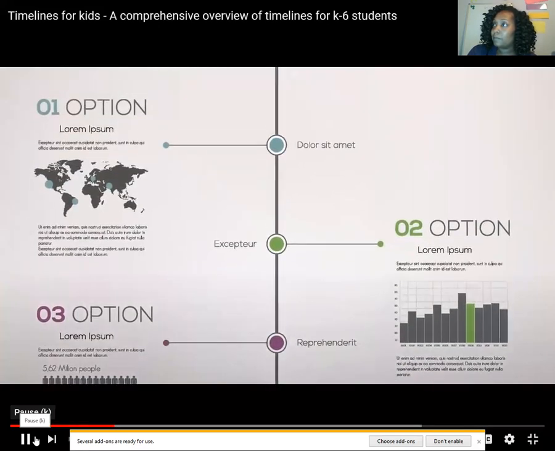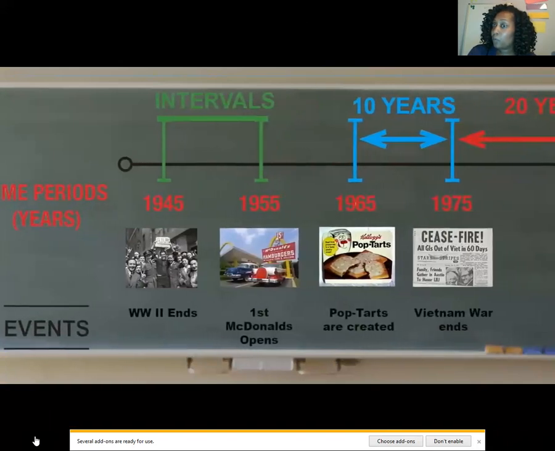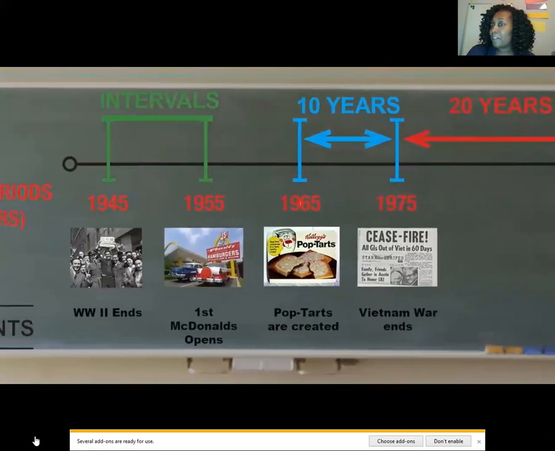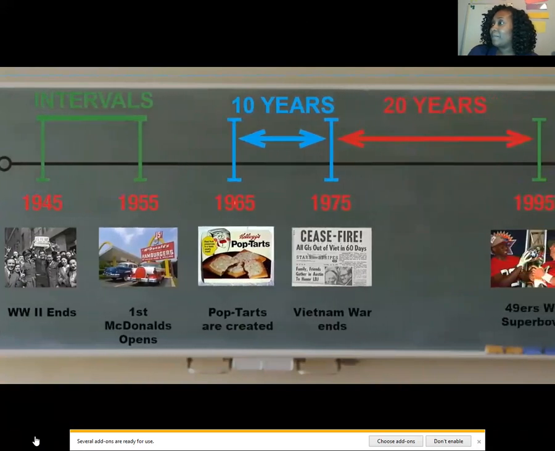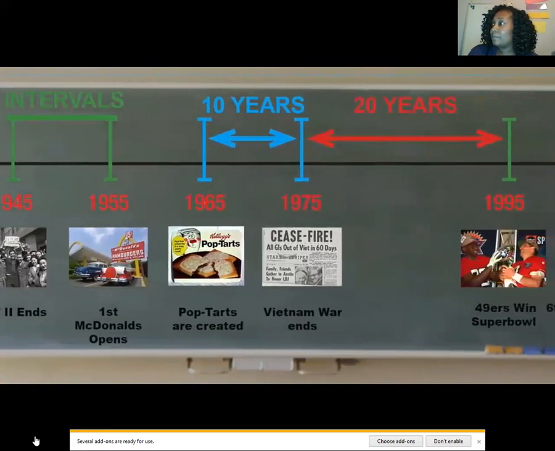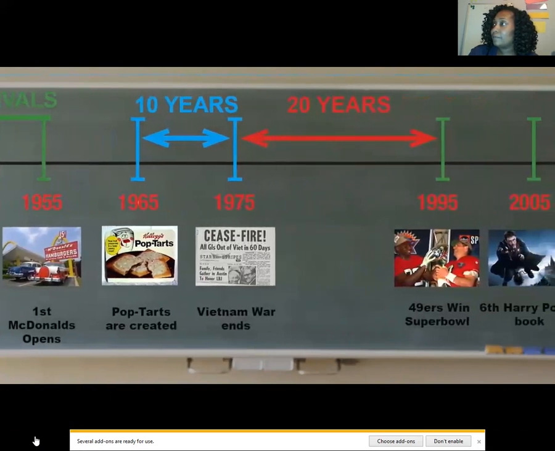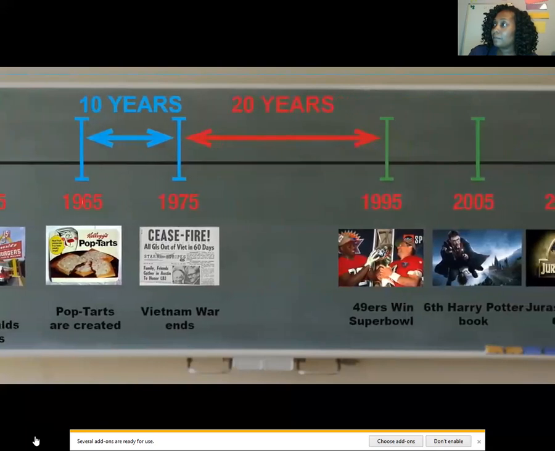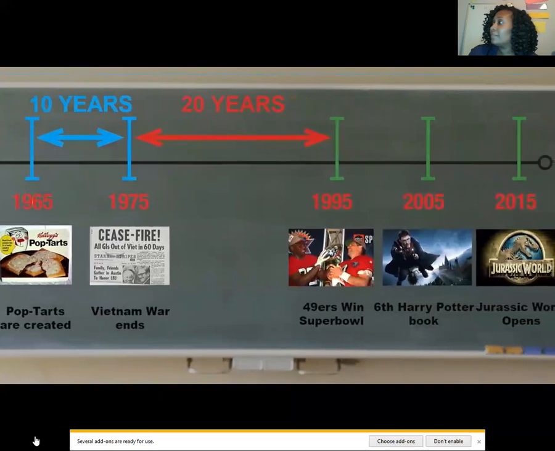Here's an example of a timeline showing some events in the United States. In 1945, World War II ends. 1955, the first McDonald's opens up. First, In mhm. 1965, Pop-Tarts are created. In 1975, the Vietnam War ends. In 1995, the San Francisco 49ers win the Super Bowl. In 2005, the sixth Harry Potter book came out. Oh, And in Harry Potter. 2015, the movie Jurassic World opened up.